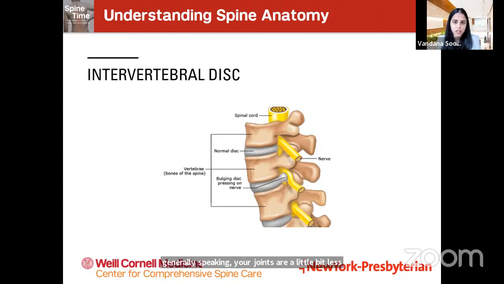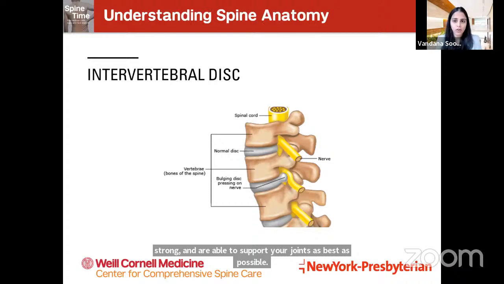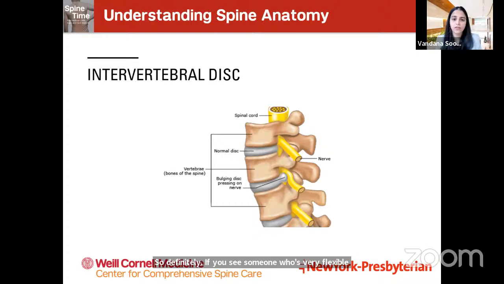And so the goal here is to really focus on strengthening. You have the flexibility. Let's try to contain that flexibility by making sure your muscles are really strong and are able to support your joints as best as possible. So definitely, if you see someone who's very flexible, you're going to tweak the exercises a bit. If you see someone on the flip side who's super, super stiff, but is very strong, you may need to change some of those exercises there.